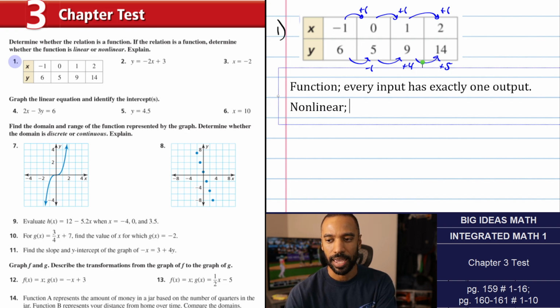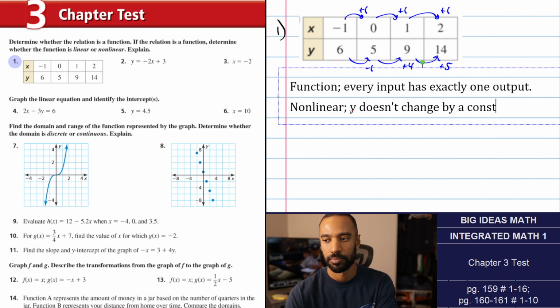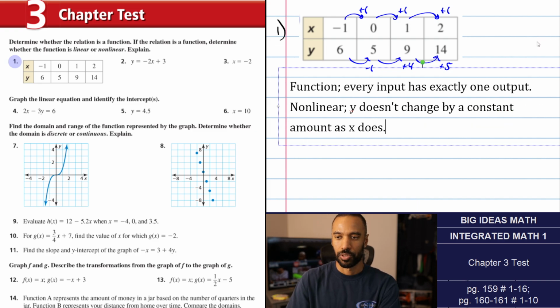Nonlinear, as y does not change by a constant amount, as x does. So there's number 1.